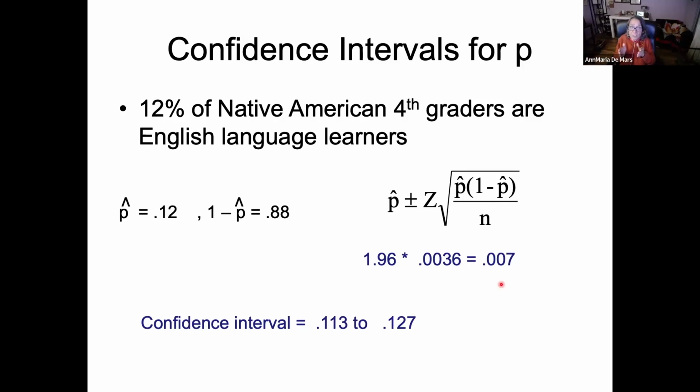But the reason it's a pretty small range is we had over 8,000 kids in this sample, right? So you figure you probably get a pretty good estimate of the population value, assuming that it is unbiased.